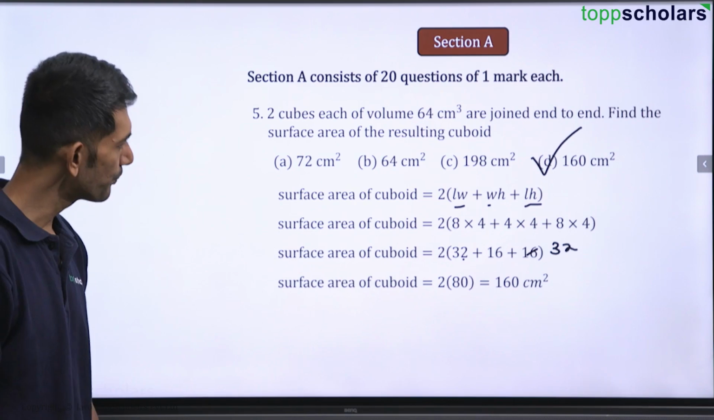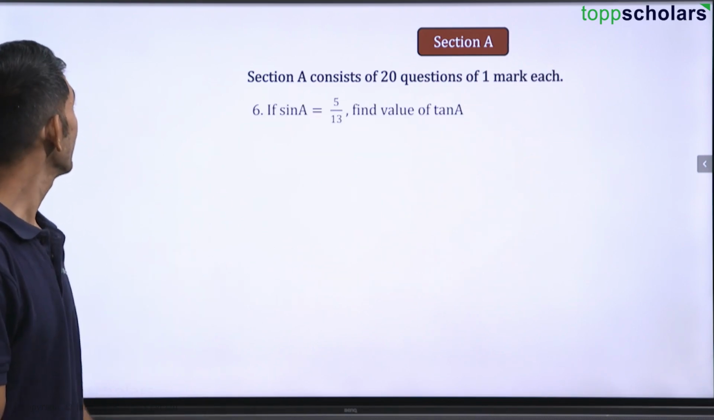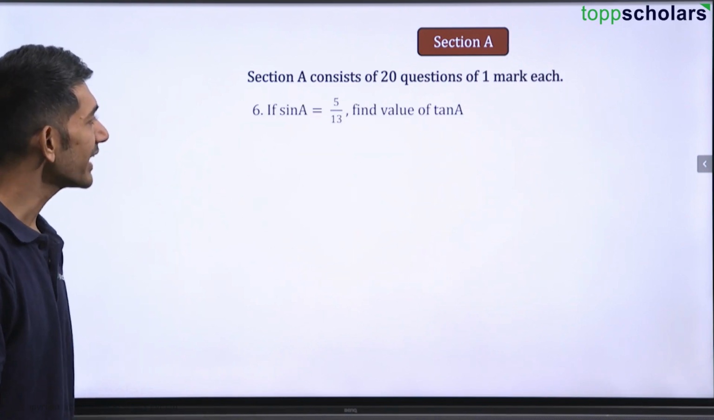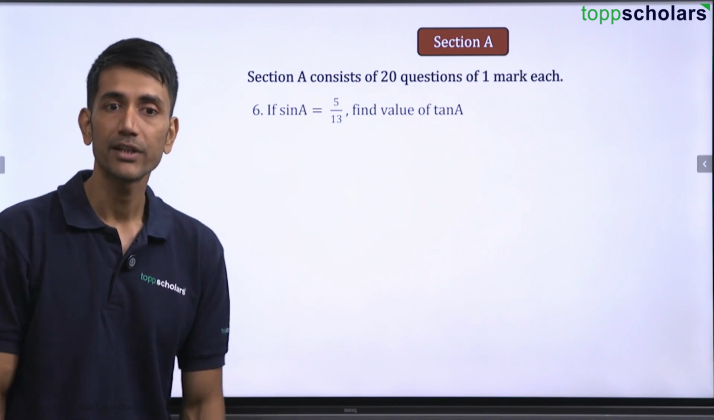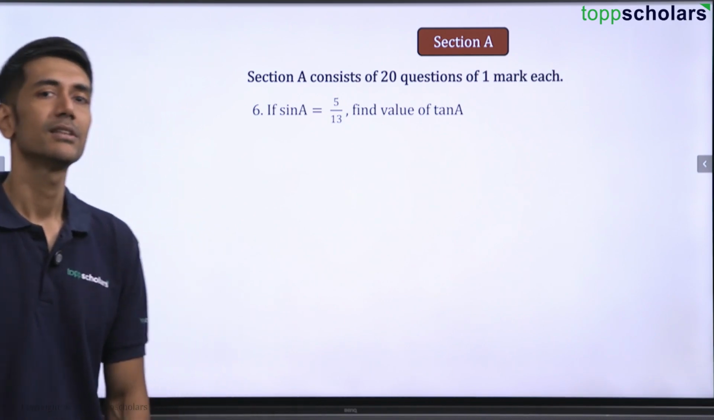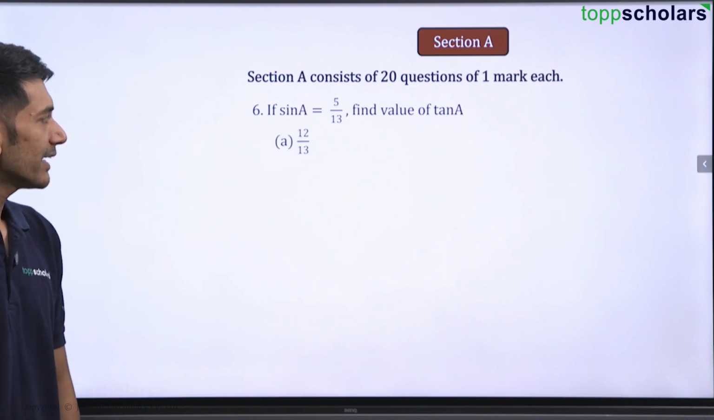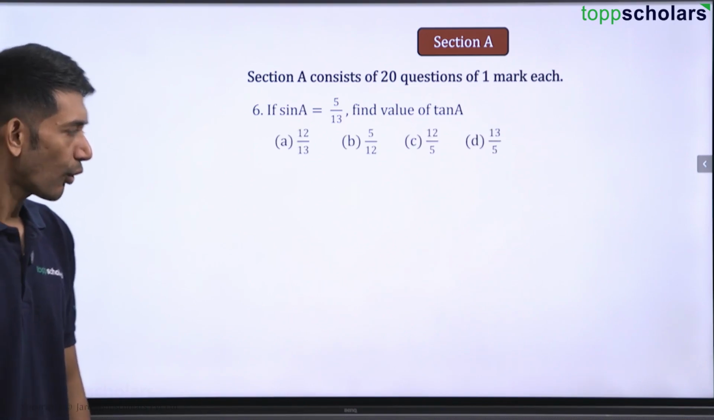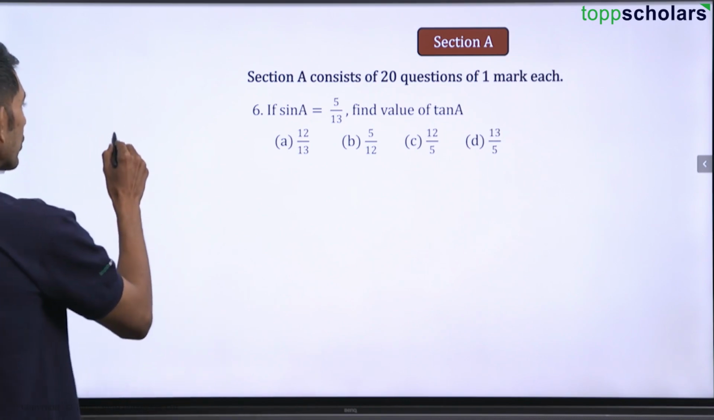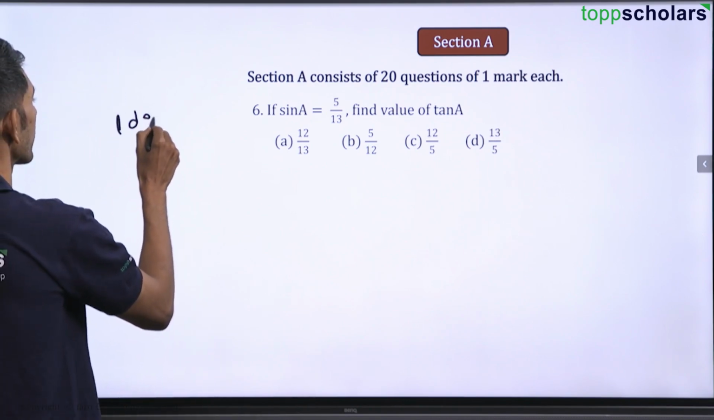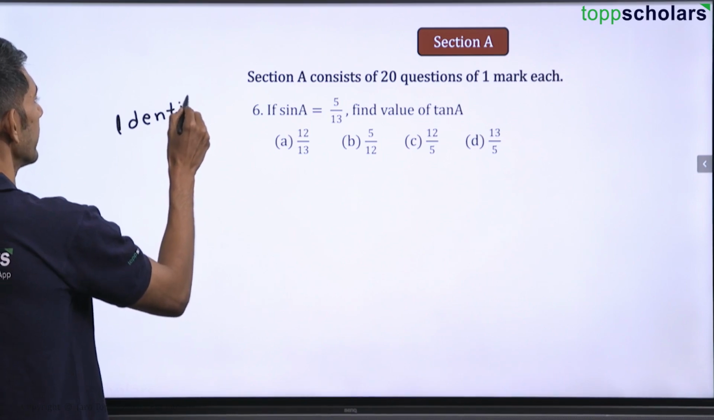Easy, simple, perfect. Okay, now comes a new question. It says if sine A is 5 by 13, find out the value of tan A. See, whenever such type of question arises, always remember these type of questions are based on identity, right? Identity.